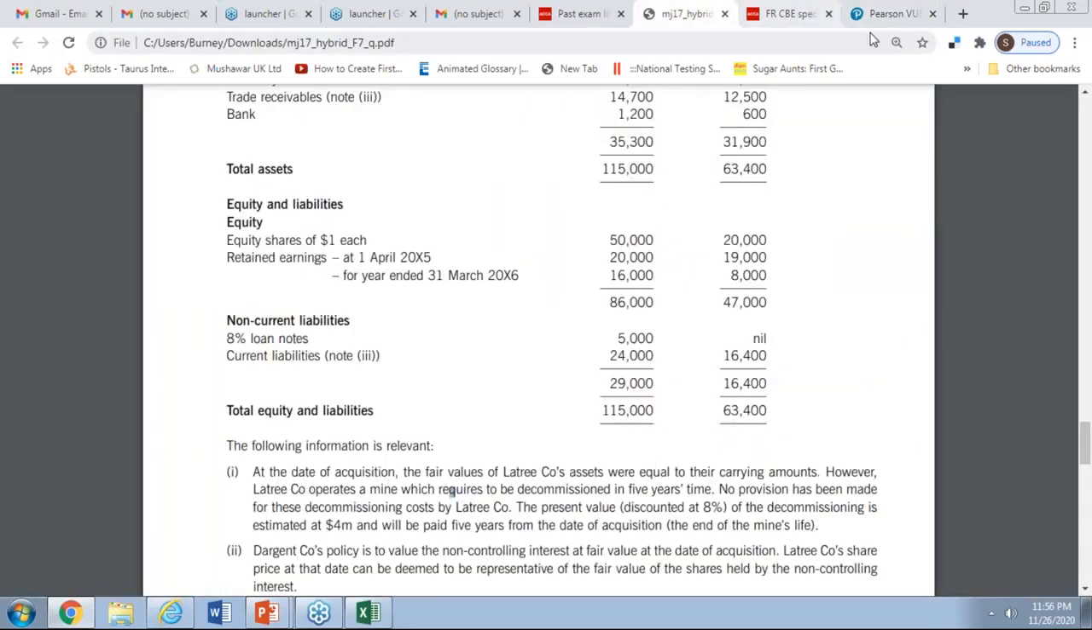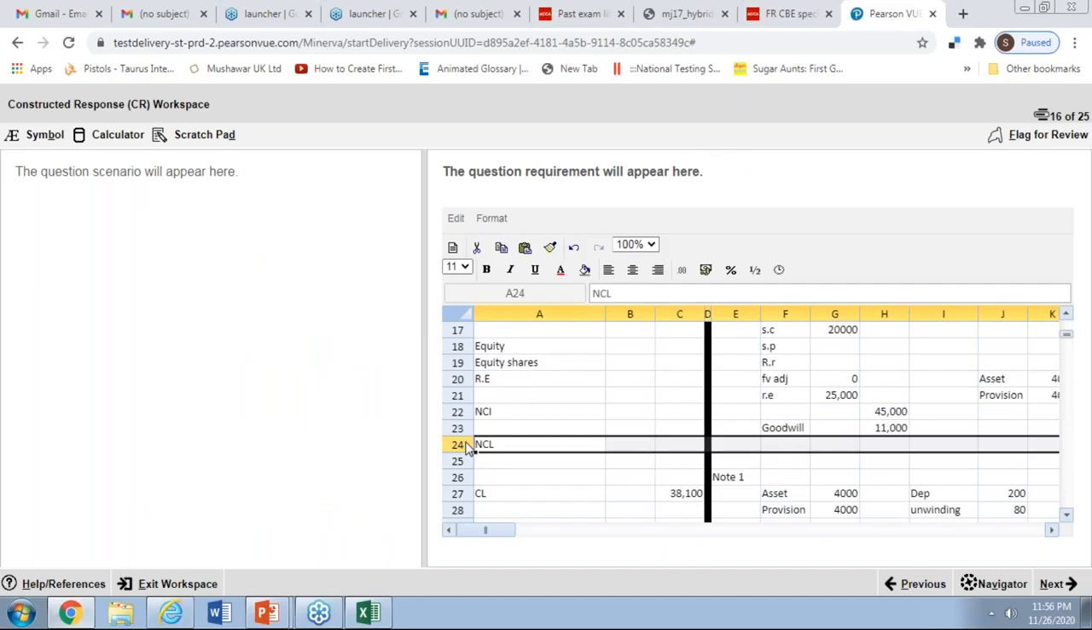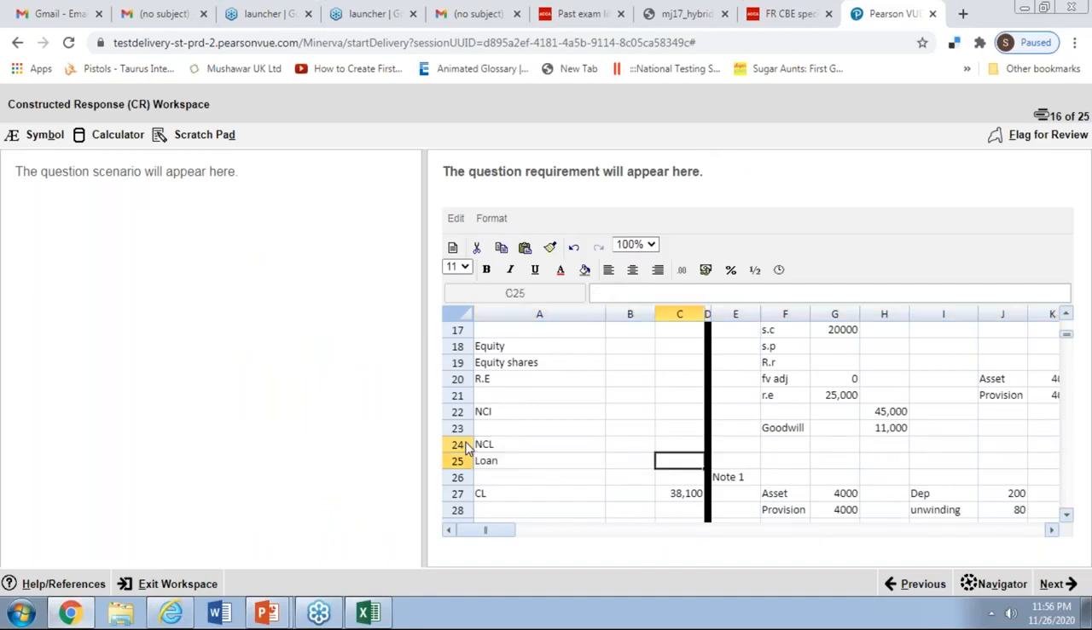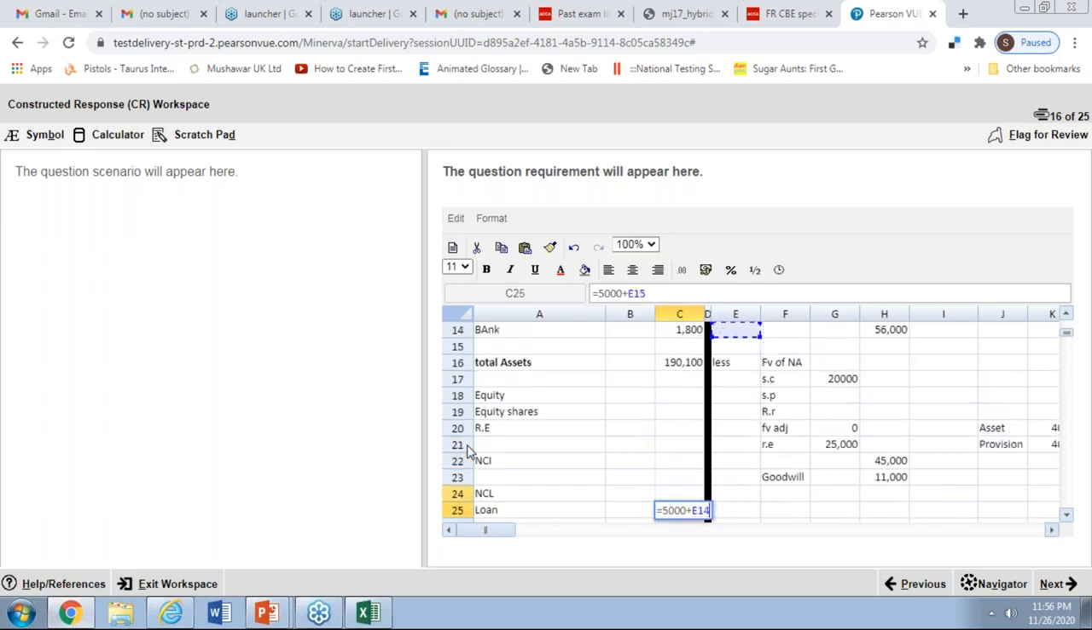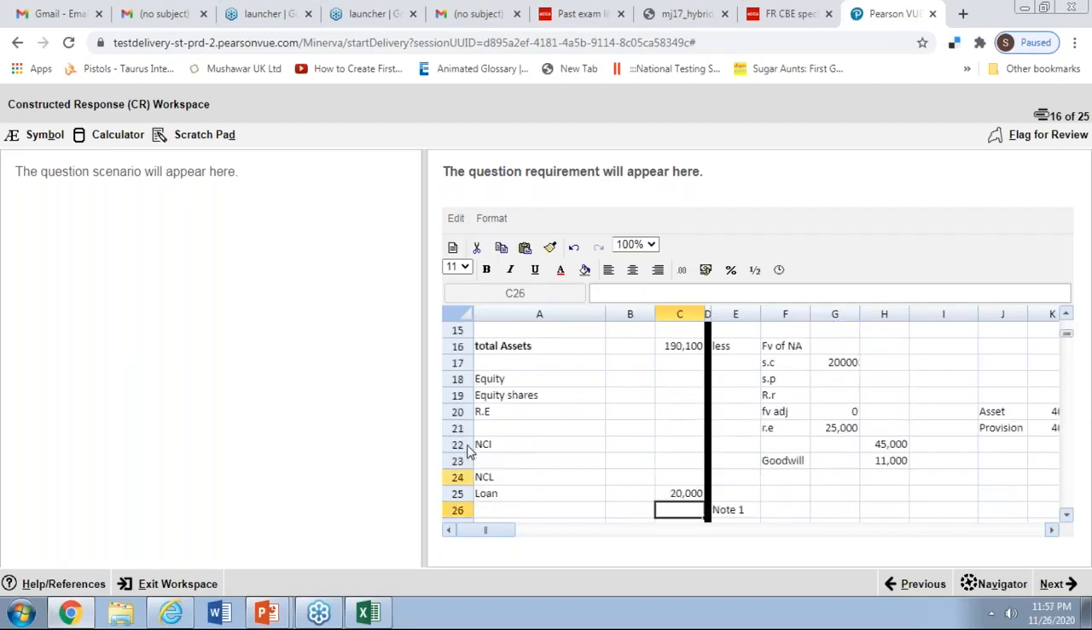For loan notes, we have 5,000 of loan notes, plus the loan notes that we have issued, 15,000. So the amount of the loan will be 20,000.